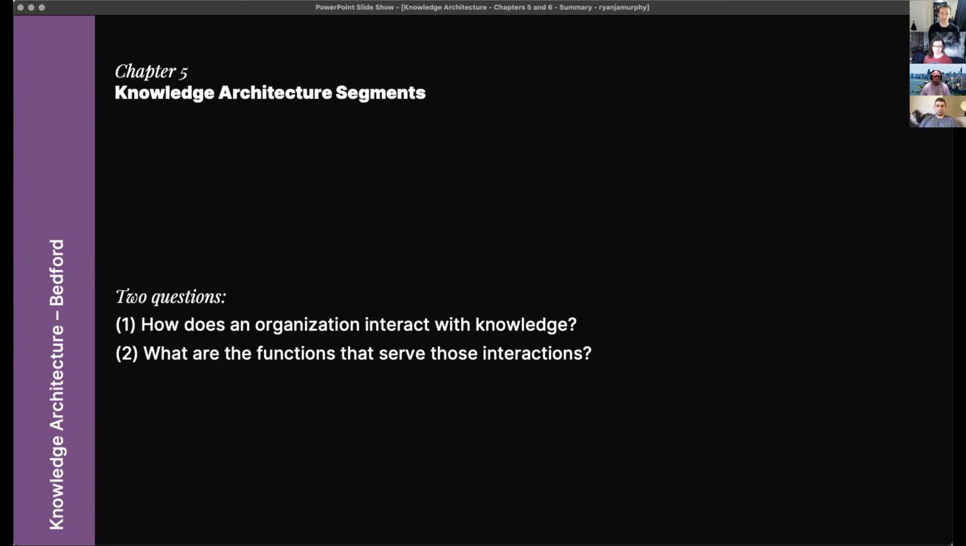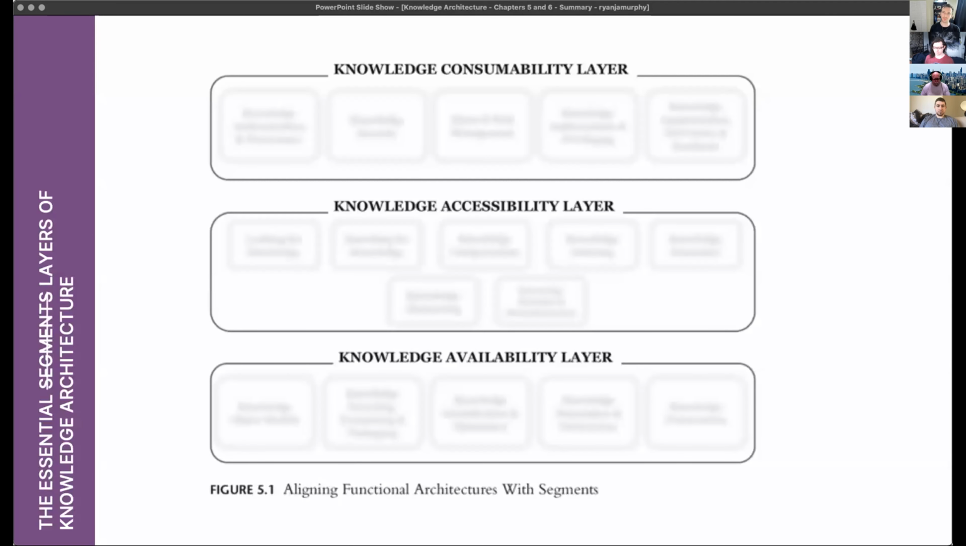So the first chapter here, and it's not a skill testing question, so don't feel intimidated. This first chapter, Knowledge Architecture Segments, focuses on these 2 questions in my mind: How does an organization or an individual arguably interact with knowledge, and what are the functions that serve those interactions? Bedford has a really simple way of breaking it up into what she talked about in chapter 4 as these 3 layers, or she calls them segments, but they really are layers to me: knowledge availability, knowledge accessibility, and knowledge consumability.